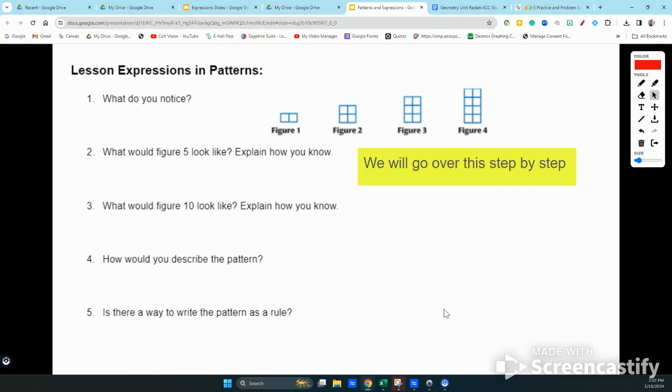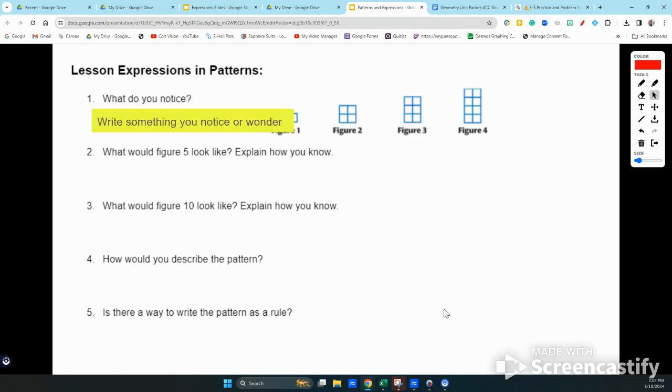Let's just start right now. You can pause this video and just write down something you notice. So whatever you wrote is probably fine, right? Whatever you notice or wonder. I noticed that, even though it's hidden, there are two squares here, like one row of two squares, and then two rows of two squares, and three rows of two squares, and then four rows of two squares.